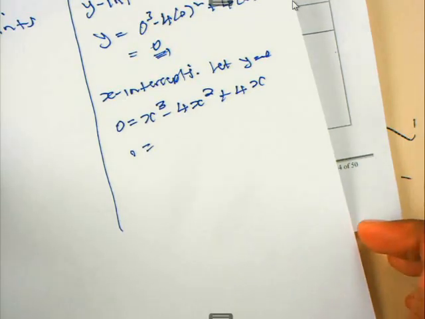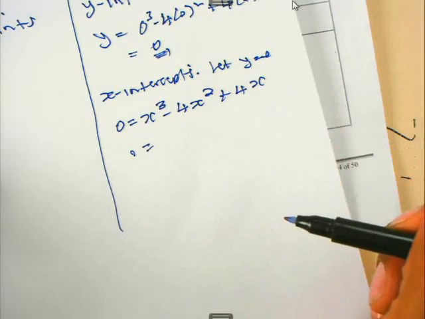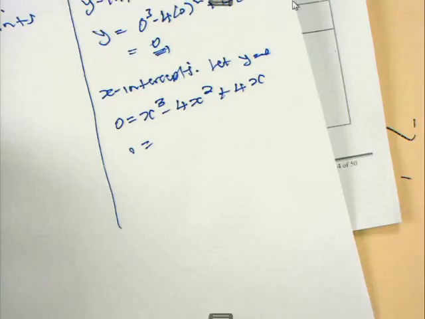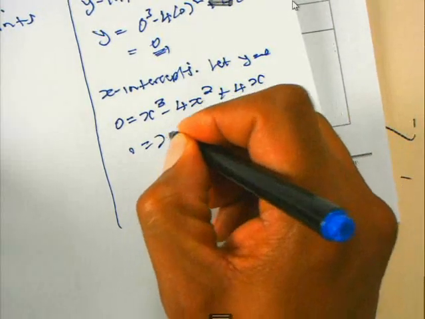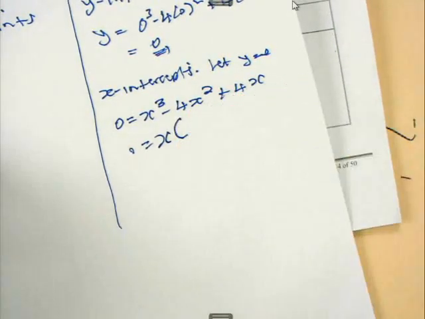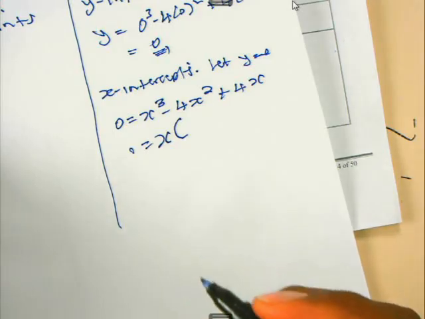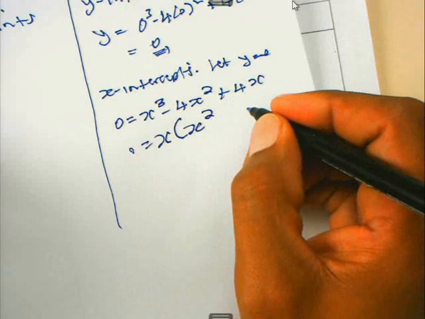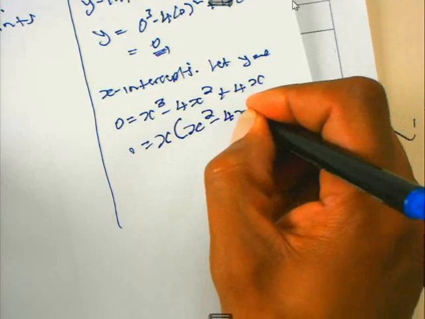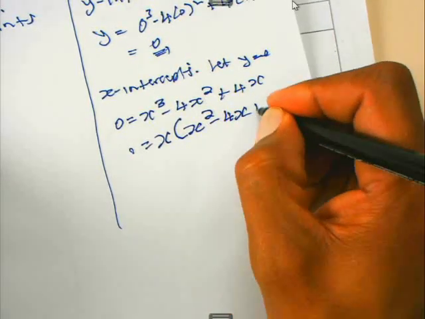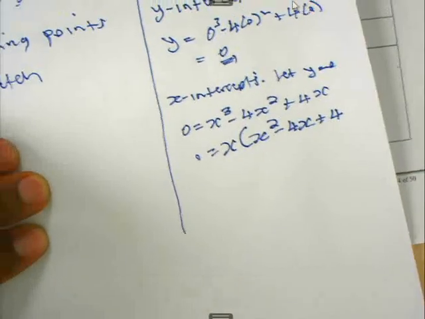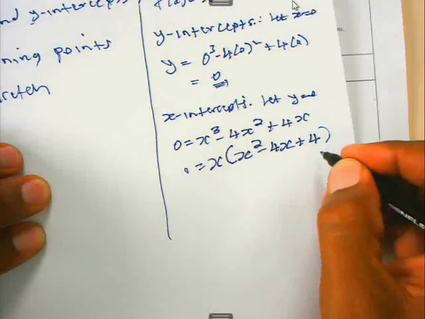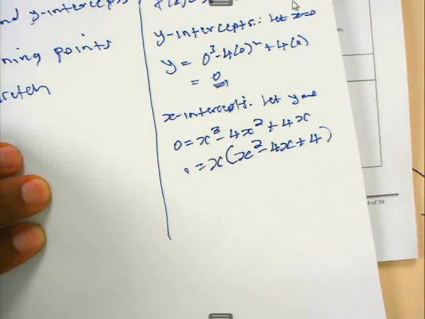Now let us start here. Do we have a common factor here? Yes, you are right. The common factor is x. Now we are taking x out. What are we left with? We are left with x squared minus 4x plus 4, and then we have x outside.